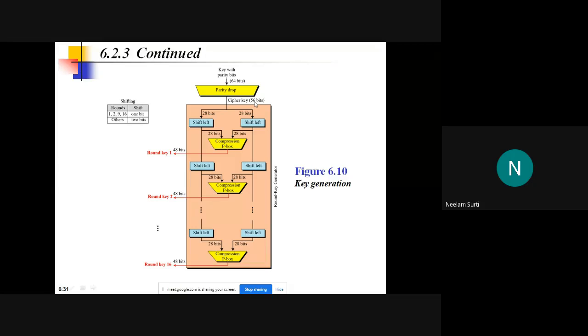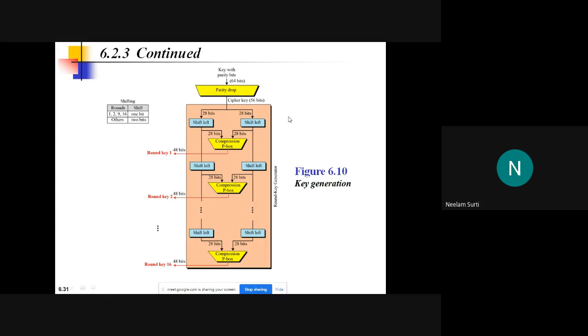Because from 8 blocks, 64 means 8 into 8, so 8 blocks are there. From all these 8 blocks, the last bit is taken out, so you have 8 into 7. Because of that, 8 bits are converted into 7, and you have 8 such blocks. So 8 into 7, 56 bits, are the core bits which are given to the key generation algorithm, or key generation matrix, for the DES algorithm.